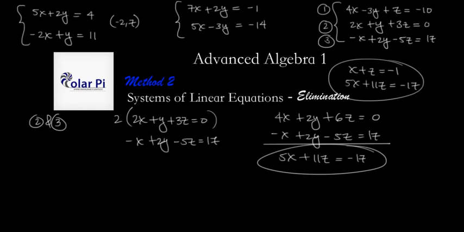And once you find z or x, obviously you can get to y by using either of these three relationships. Yeah, if you know z and x, then you can get to y. Okay, cool. So this is how elimination works, and I hope you got a lot out of it.